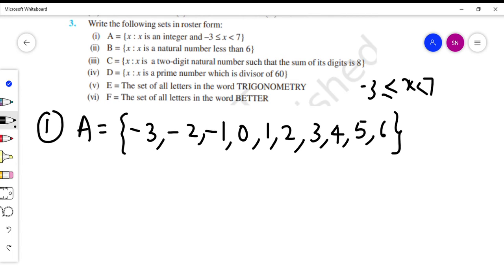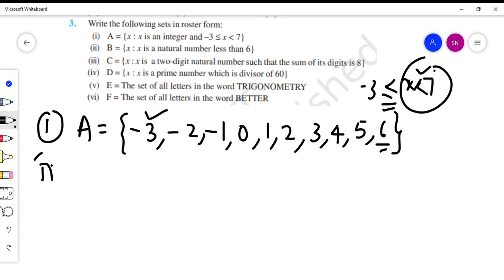So this is how we write the set in Roster form or tabular form. Since it is an integer and there is a less than or equal to symbol with regard to minus 3, I am including minus 3 here. Since there is only a less than symbol with regard to my 7, with x less than 7, I am excluding 7 and only including till 6. Hope everybody has followed this concept.